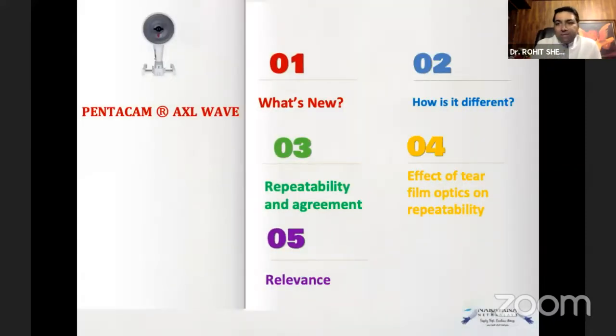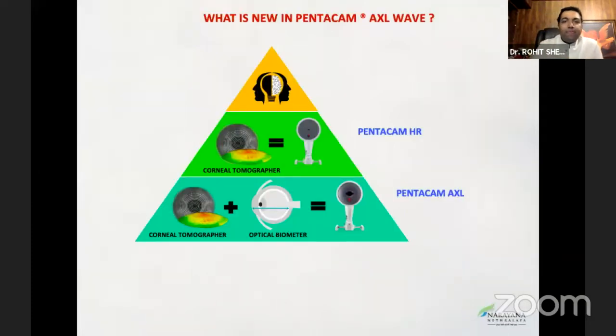So what does the new hybrid tomographer, topographer, the Pentacam AXL Wave, have? What's new? How is it different? Its repeatability, the effect of tear optics, and repeatability and relevance. The numbers 3 and 4, we have a separate paper on this by Dr. Reshma, my colleague, so I would not be talking about it. I'll speak on the other aspects of this hybrid tomographer.